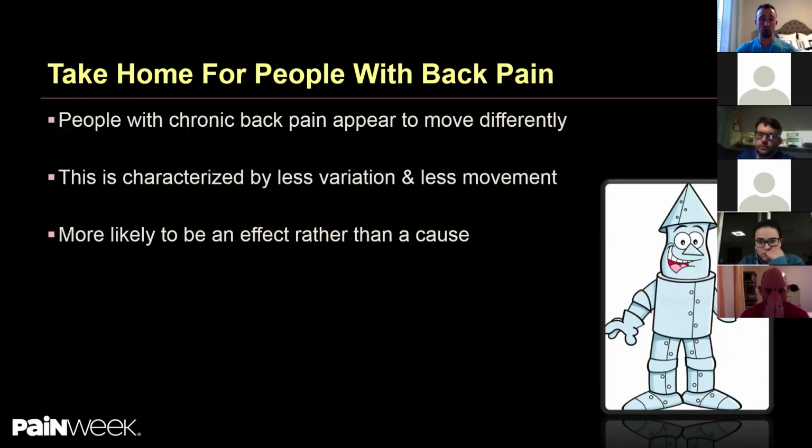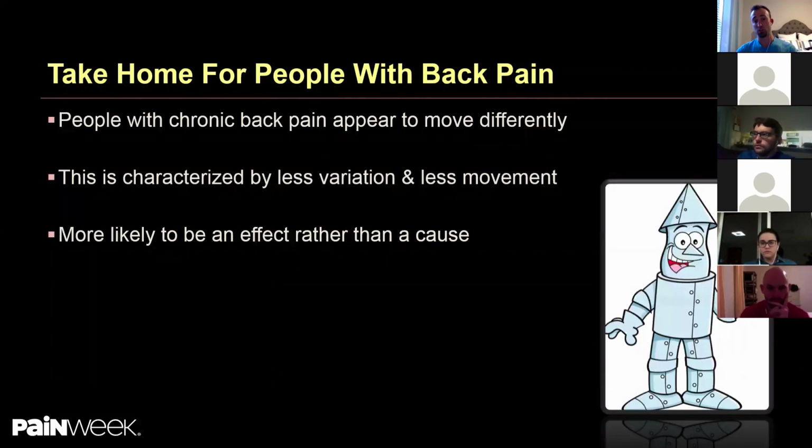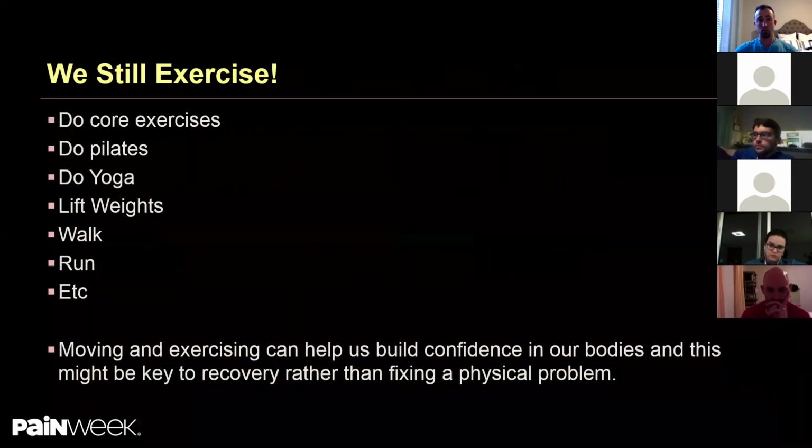So we probably put the evidence cart way before the horse, right? We saw some muscle activity changes and automatically assumed, with post-hoc reasoning, that these muscle changes must be the cause of back pain, rather than saying, ooh, these muscle changes might be a result of back pain. So what should we do for people with back pain instead of core stability exercises?